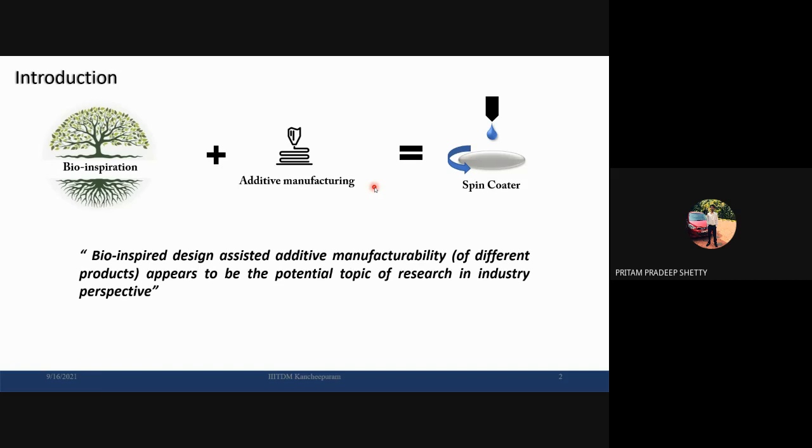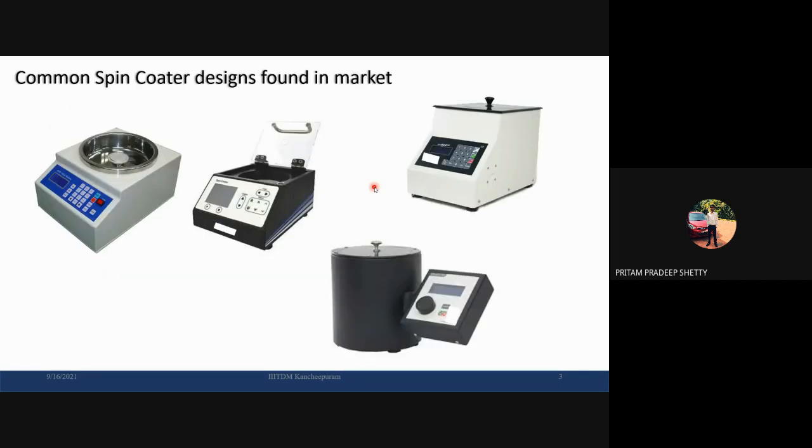You will know why it's a potential topic from an industry perspective, especially the Indian industry, because you may see that most of the Indian devices... okay, I will talk about the spin coater itself. These are some of the spin coaters. Most of them are manufactured in India, and you can look at any other spin coater as well. You can see very conventional designs like cylinders or very primitive cuboid geometry all over the design, right? There are no curves, no better aesthetics which go into the system.